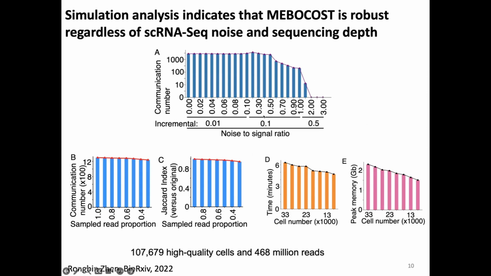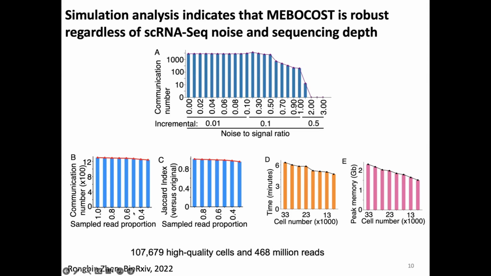So we added random noise to real single-cell RNA-seq data. As you can see, when the noise to signal ratio is relatively low, the noise has little effect on the number of detected communications. However, when the noise to signal ratio increases twofold or higher, the algorithm detected no communications, suggesting that the communications we detected are from the real data rather than from the noise.